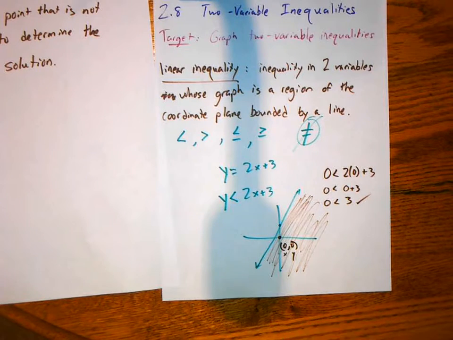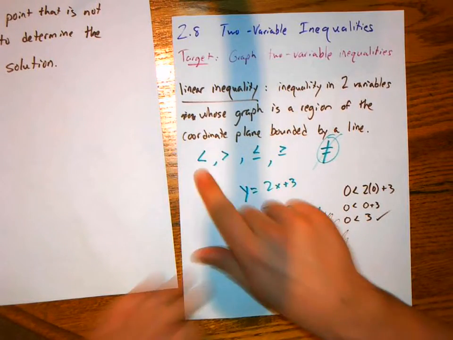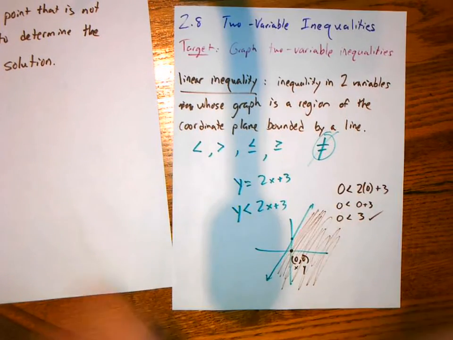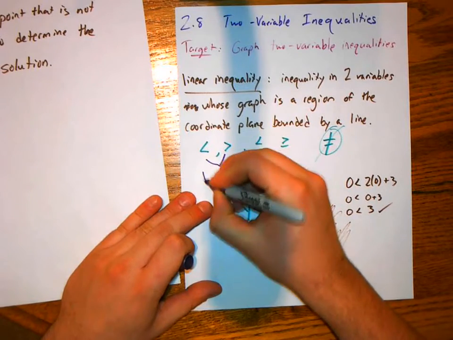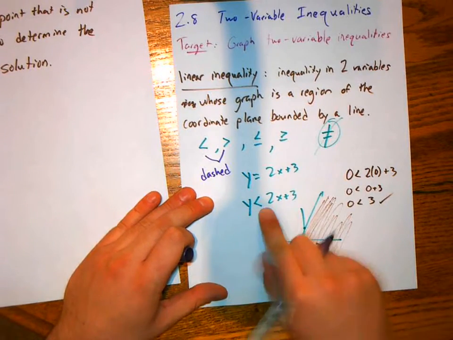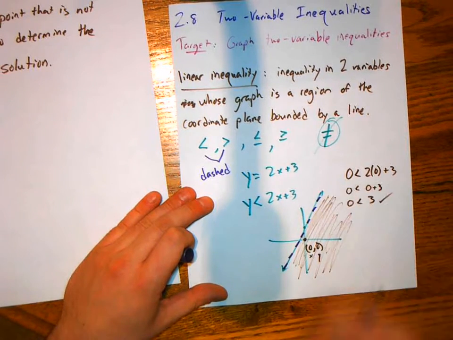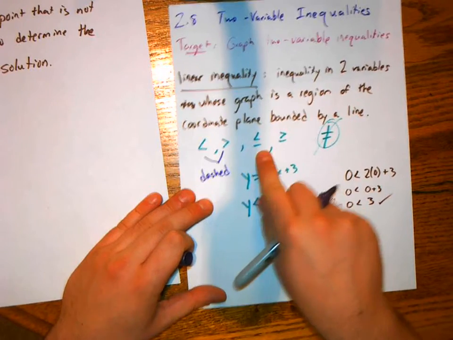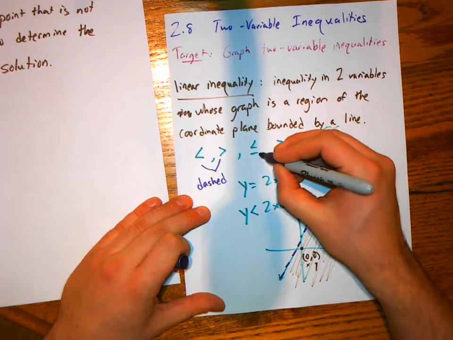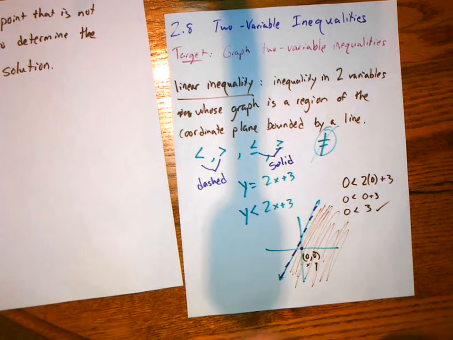And one more thing when it comes to the actual lines that you're drawing: when you have less than or greater than, these two mean that you're going to have a dashed line for the equation. Since this was y is less than, that means this line needs to be dashed. It's not a solid line. But if you have less than or equal to, or greater than or equal to, that means it is a solid line when you're drawing them.